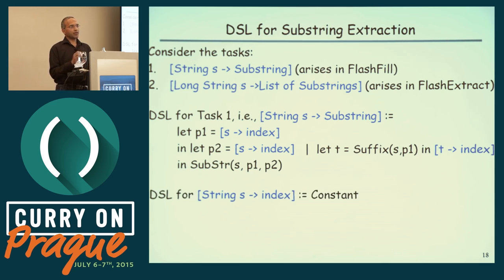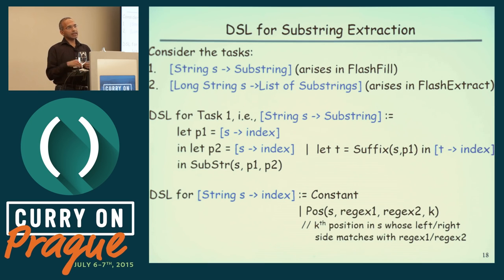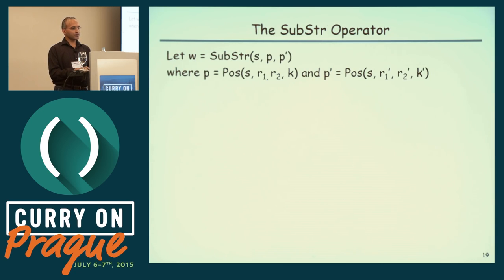Now the position expression, which computes an index into the string, can either be a constant offset, or it is specified by this PROSE construct, which takes as input two regular expressions and an integer k with the following meaning. It evaluates to that position inside the string s such that the left side of that position matches with regex 1 and the right side of that position matches with regex 2, and it is the kth such match. So now let me actually show this visually to you.